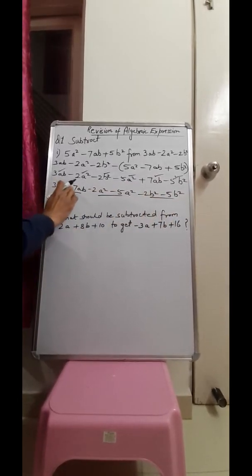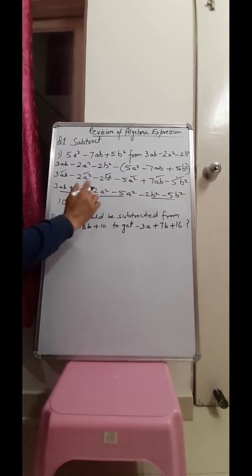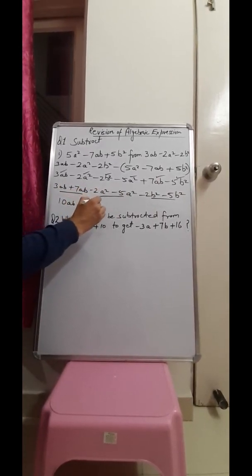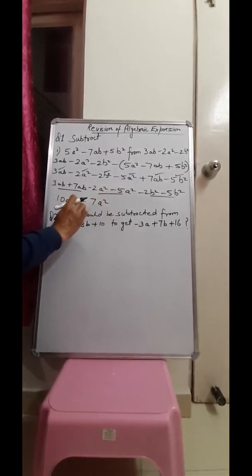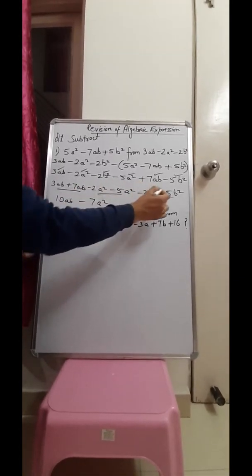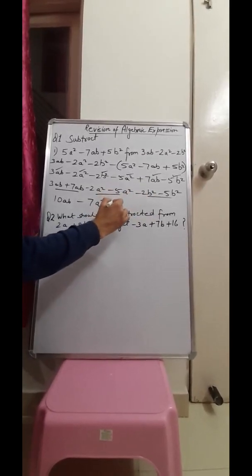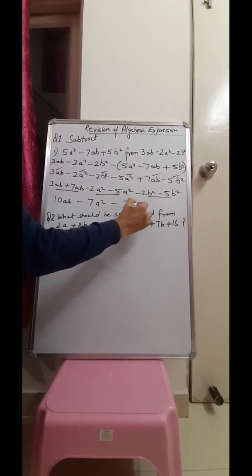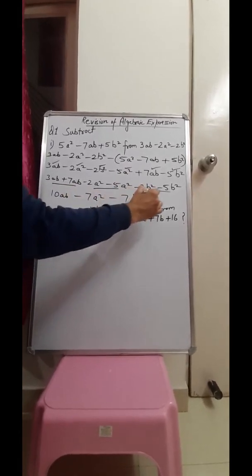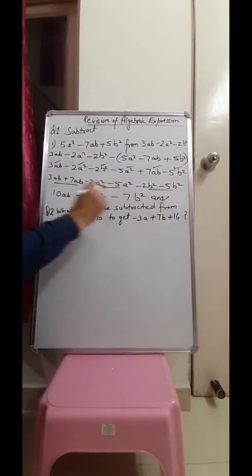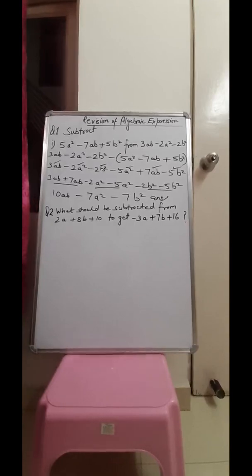So this plus plus gives you 10ab. This minus minus gives you minus 7a square, because minus minus becomes plus but it comes in minus, and here also it is minus. So minus minus plus but it comes in minus 7b square. 10ab minus 7a square minus 7b square is the answer, because all are unlike terms. Now we can't add or subtract.